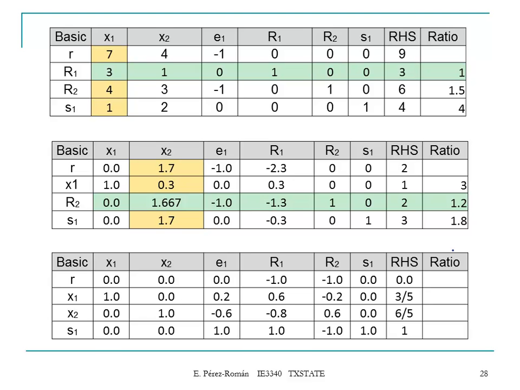So as you can see, this phase method takes a lot of steps because you have to perform the simplex method to get the optimal solution for phase 1. So this is what we have done so far. We got the optimal solution for phase 1, and that is x1 equals 3 over 5, x2 equals 6 over 5, and e1 equals 1.